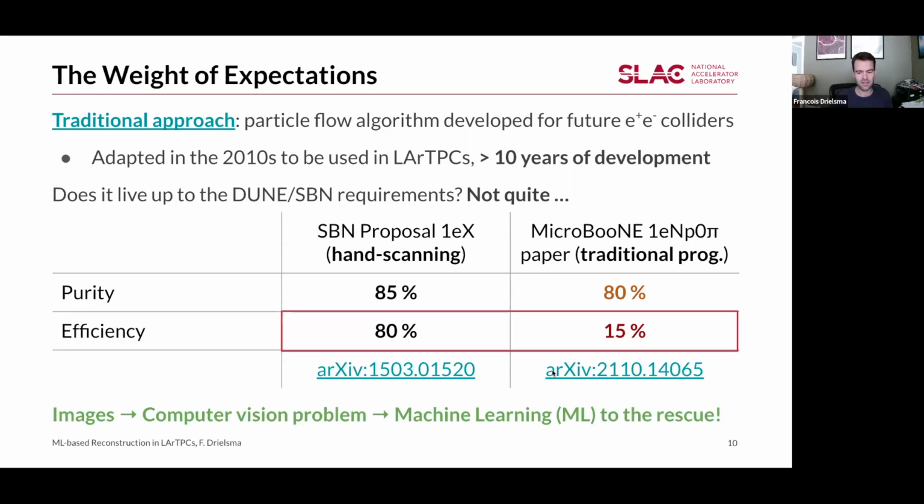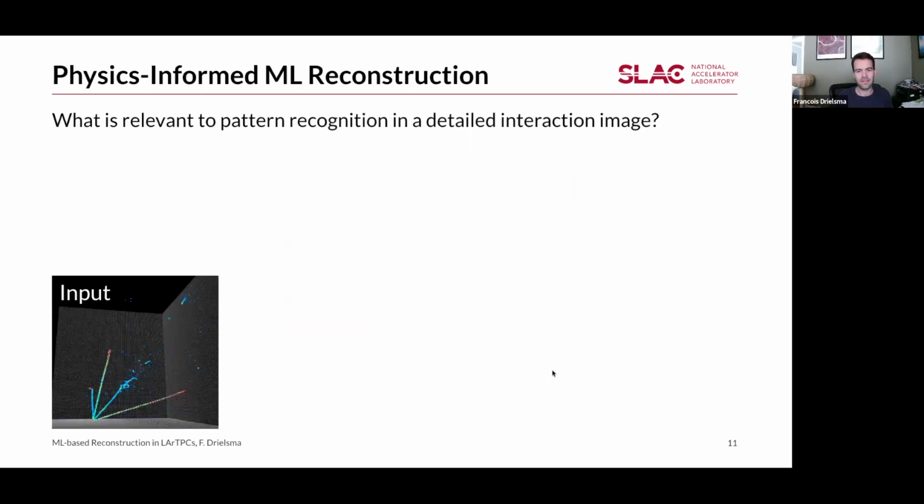And so machine learning comes to the rescue because we're essentially dealing with images. This is what we're trying to reconstruct. And so it's a computer vision problem. And if you haven't been living under a rock for the past few years, you will have noticed that in computer vision problems, machine learning is the state of the art. And so how do we phrase the problem of liquid argon time projection chamber reconstruction in terms of a computer vision problem? The way we've done this is to hierarchically extract useful information out of liquid argon time projection chamber images.